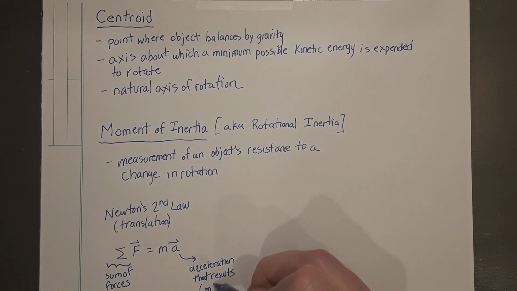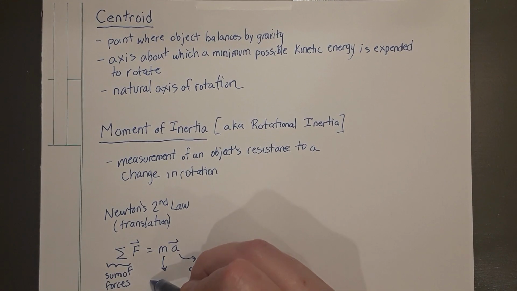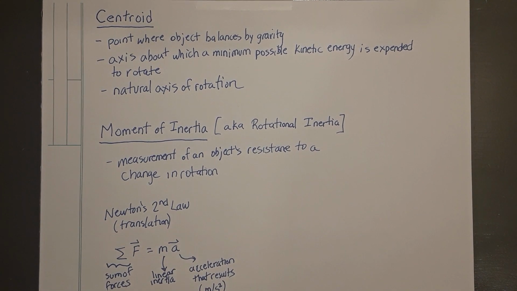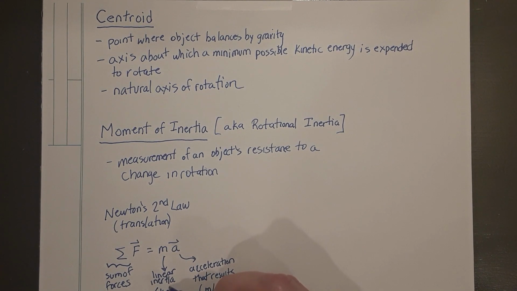This would be measured in meters per second squared. And what scales the equation is the object's inertia. In this case, the object's linear inertia. An object's linear inertia is a measurement of its resistance to a change in straight line or translational motion. And it turned out that that is equivalent to the object's mass. And so if you take a kilogram times a meter per second squared, that is where we get the force unit of newtons from.